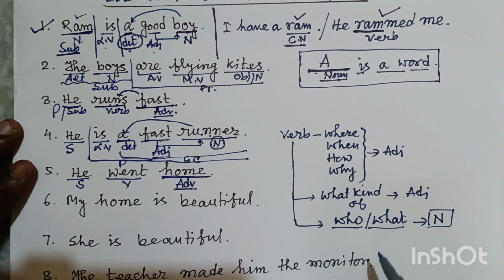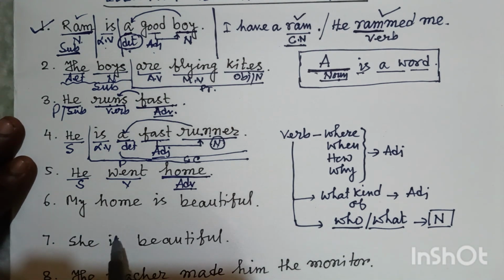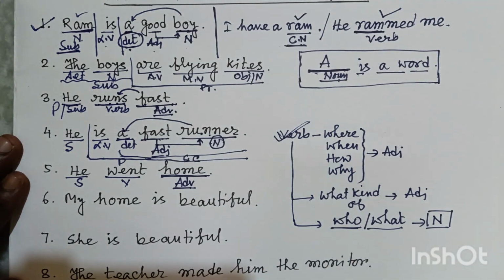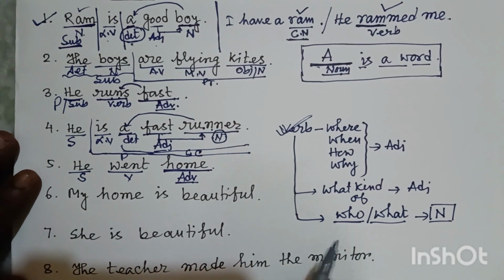My dear friends, this is a trick. But if you think about the word, if you think about the meaning of the sentence, you can identify the part of speech very easily. But these are the short tricks.